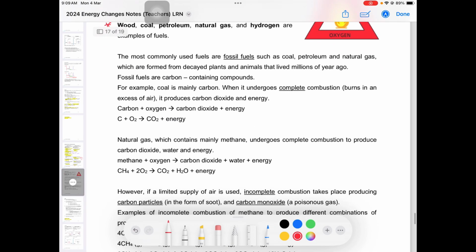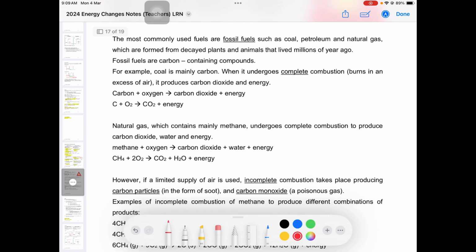Then you do have to know a little bit about fossil fuels, how they are formed, and why it is that we have to conserve these resources which are non-renewable. So we will talk a little bit more detail about this in organic chem.